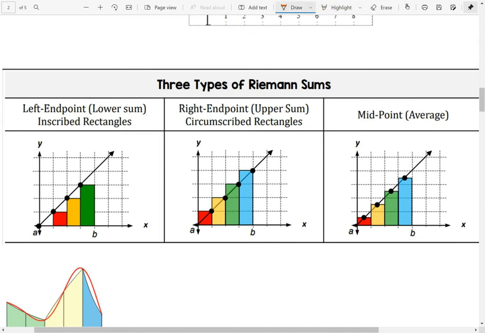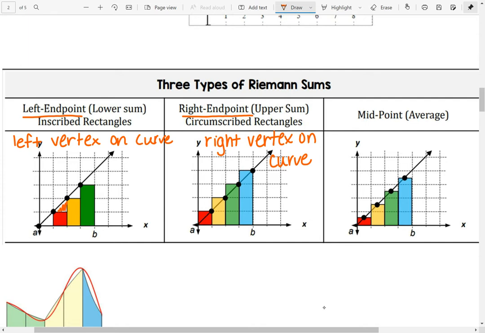There are three different ways I can do it. The first way is with a left endpoint. The left endpoint means that the top left vertex is on the curve. If it's called a right endpoint or a right Riemann sum, then the right vertex is on the curve. Notice that when the left vertex is on the curve, I've got this extra space that didn't get covered, and when the right vertex is on the curve, there's some overhang.